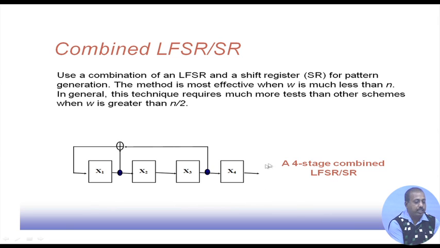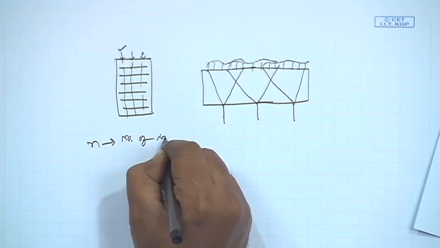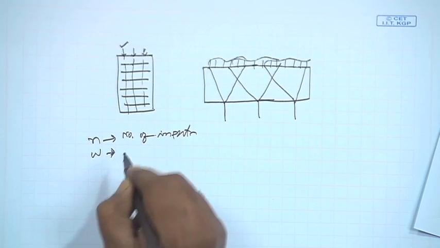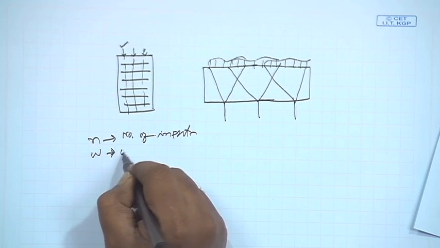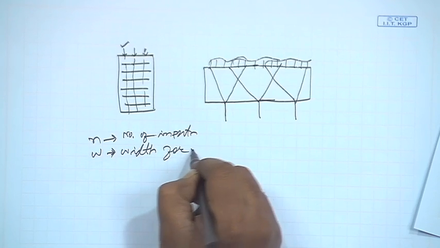So how many such stages will be added? That is a question. If W is much less than N, you remember that N was the total number of cells, the total number of inputs, and W was the width for which exhaustiveness is needed, the width for exhaustiveness.